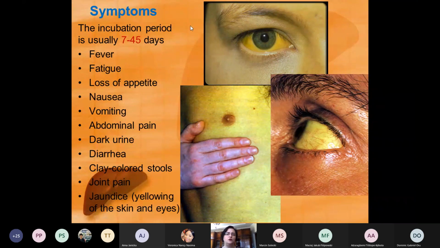Symptoms, very quickly: the incubation period is usually from 7 to 45 days. Yes, the incubation period can be very long. Don't forget about this. Even up to 45 days, like a month and a half. Fever, fatigue, loss of appetite, nausea, vomiting, abdominal pain, dark urine, diarrhea, clay-colored stool, joint pain, jaundice, yellowing of the skin and eyes. Here you can see.